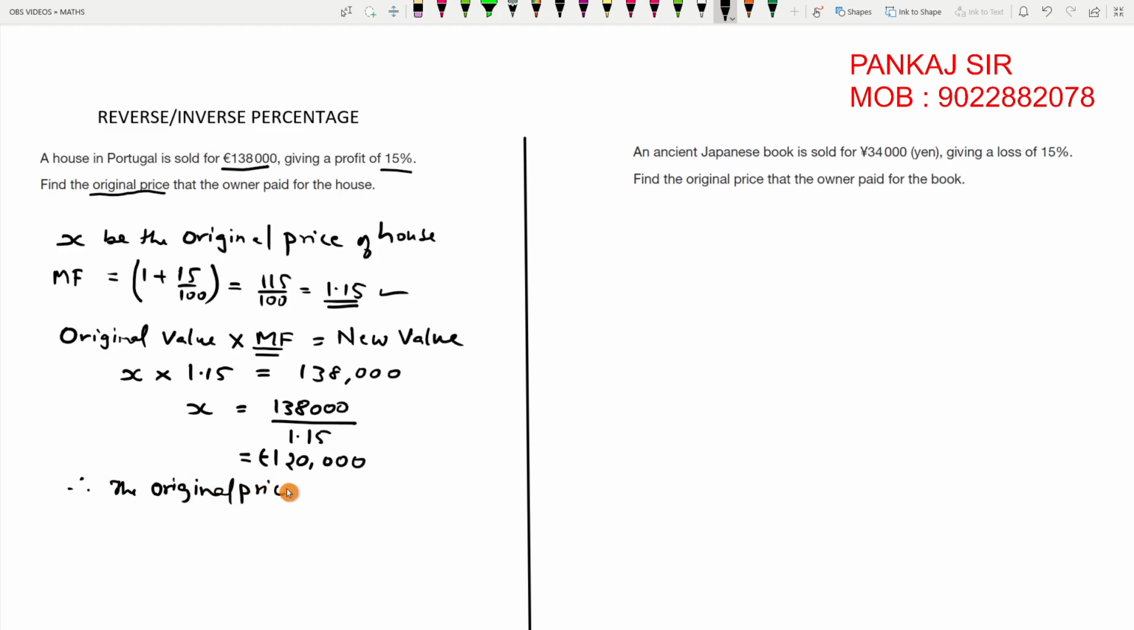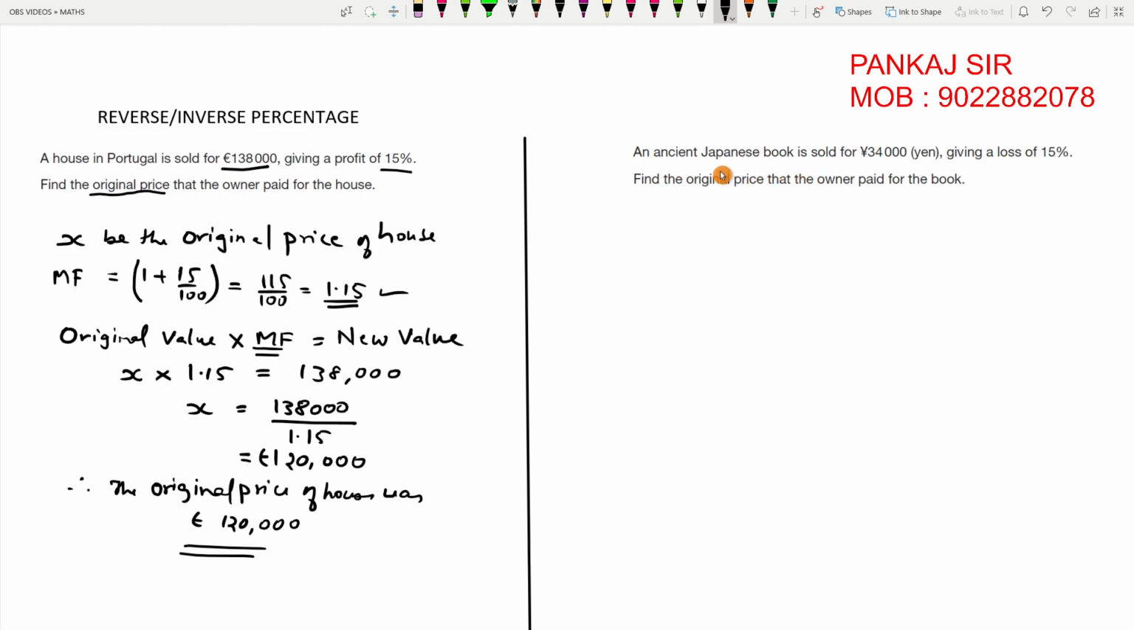Therefore the original price of the house was 120,000 euros. This is how you have to deal with a question which is based on a reverse or an inverse percentage. Let us try to go for the second one also.